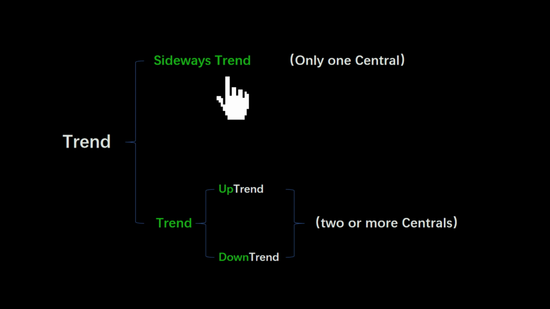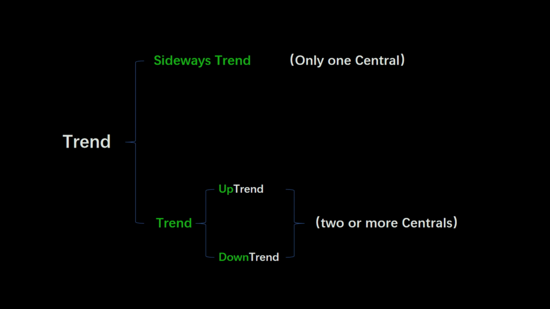If there is only one central in a day, it would be a sideways trend. And it would be a trend if there are two centrals. If the direction is uptrend, it rises. If the direction is downtrend, it falls. Just count the number and direction of central. One central is a sideways trend, two or more centrals is an uptrend or downtrend.